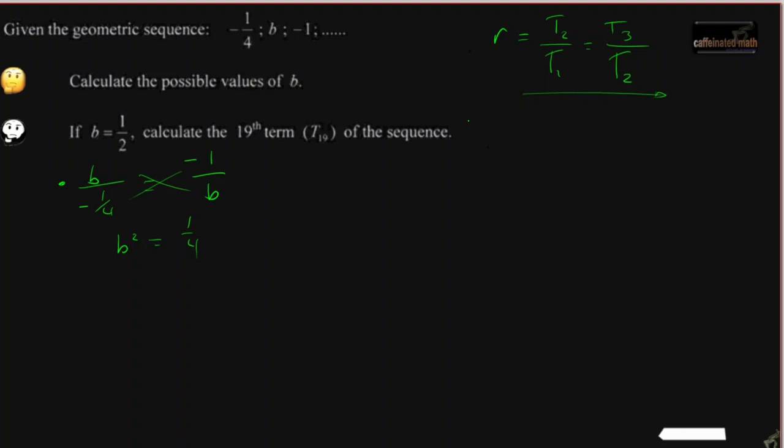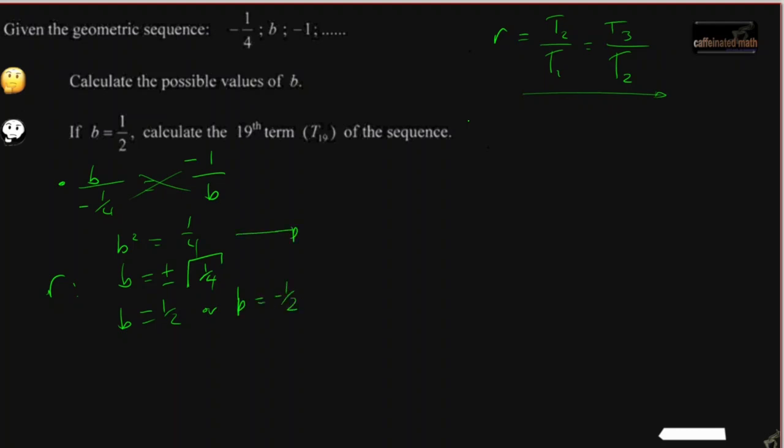Well, there are obviously two ways to do this. You can just square root both sides, and that'll give us b being equal to plus or minus the square root of 1/4, and that's just equal to b being 1/2, or b being equal to -1/2.